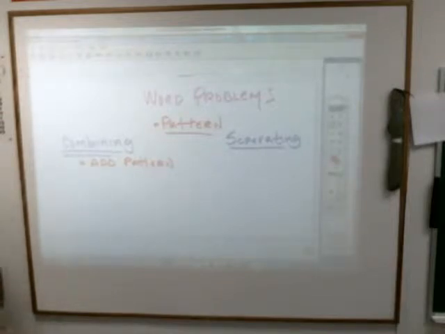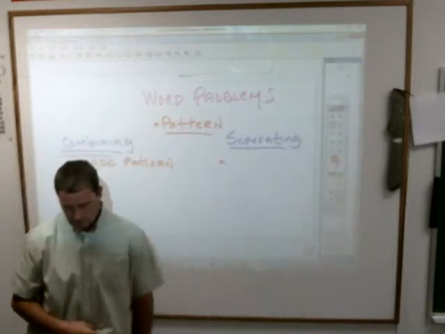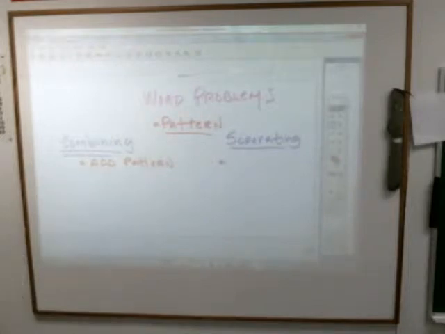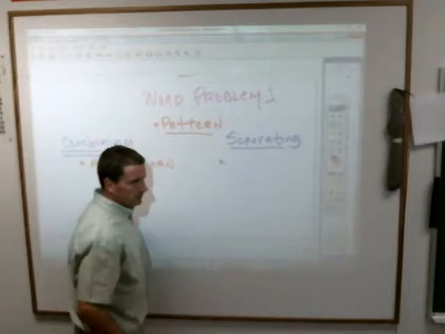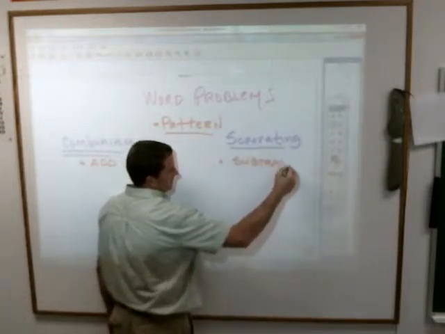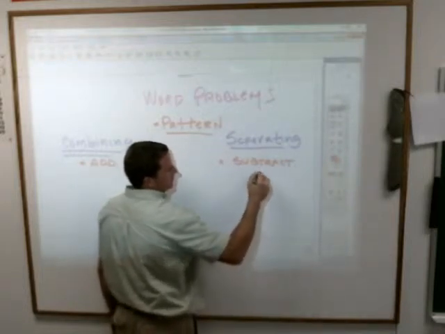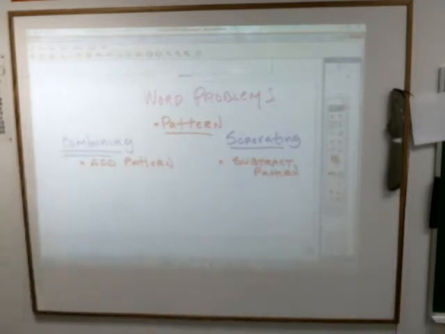Just remember that. And the same thing about this, when you're separating things into 2 groups, you know, you have 30 marbles and 15 of them are yellow, how many are blue, what type of problem is that, Andrew? Subtraction. A subtraction pattern. Does that mean you'll subtract to get the answer? Not always.